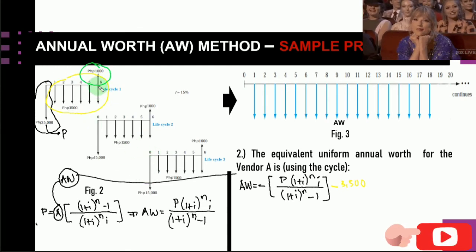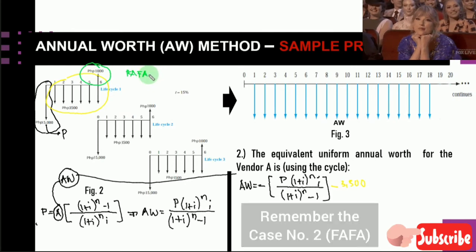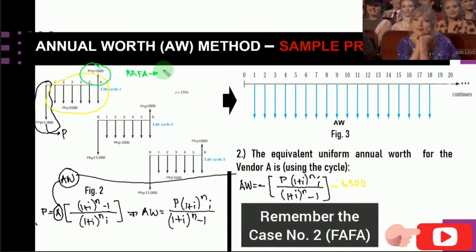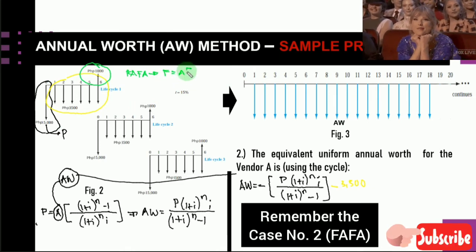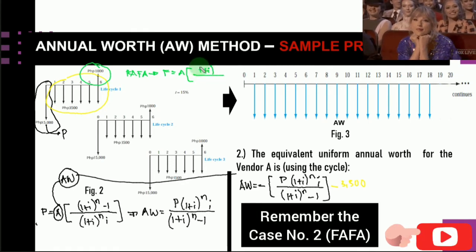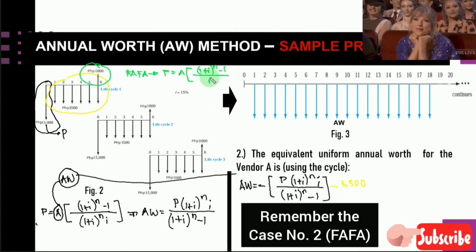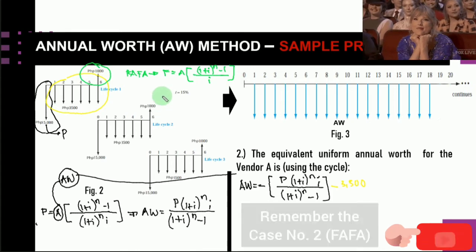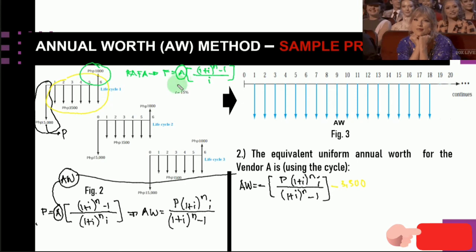So how will we calculate the annual worth here? As you can see from this cash flow diagram, this amount is our present worth. That is why we consider case number 1, Papa, in which we determine our P. This is a future worth in our cash flow diagram, so therefore we will consider the second case, which is FAFA. From this FAFA, you need to use F equal to annuity times the quantity (1 plus i) raised to the n minus 1, all over i. So we are only after this A, since this is the annual amount or annuity. So how to get the value of A? How to get the value of this one?